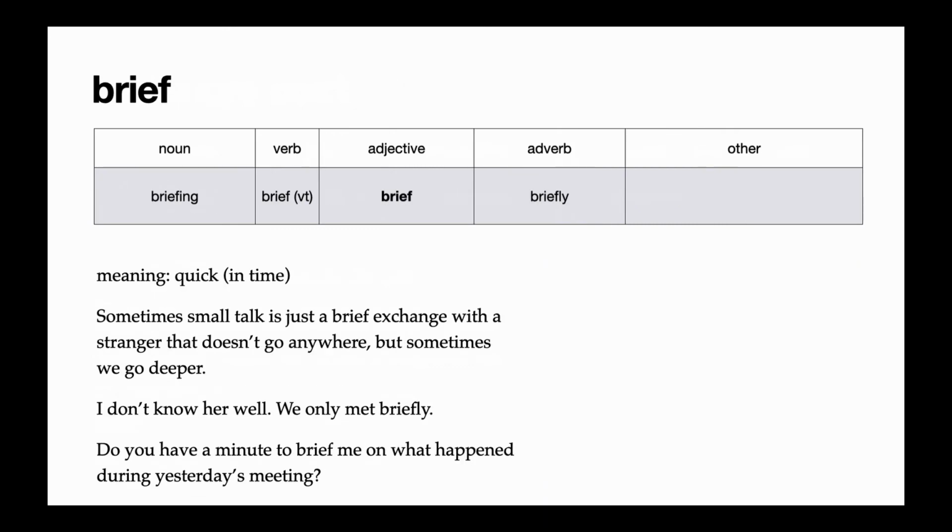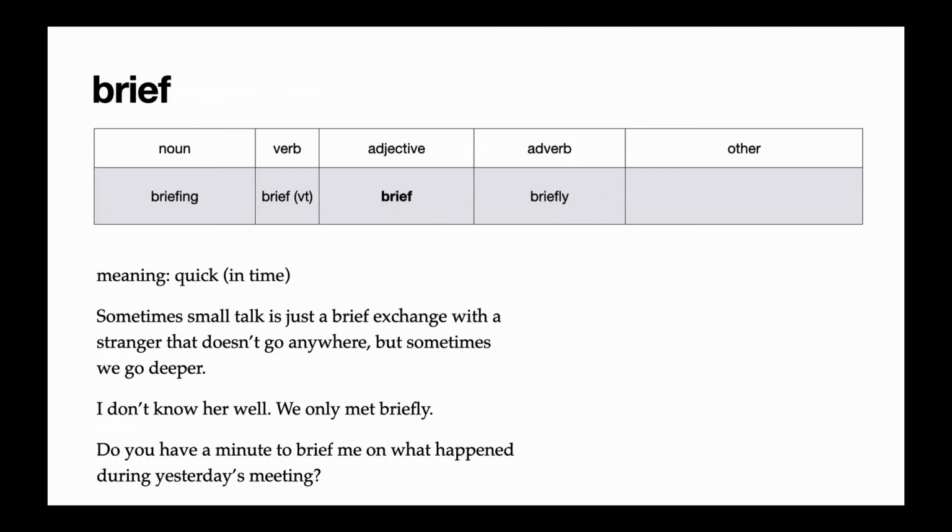Next, we have the adjective brief. Brief means quick, in time. We have to use brief to describe things that happen in time and not things that move. For example, a car could be quick, but we wouldn't say a car is brief. Sometimes small talk is just a brief exchange with a stranger that doesn't go anywhere, but sometimes we go deeper. So exchange here means conversation. So brief here is used to describe how long a conversation lasts.